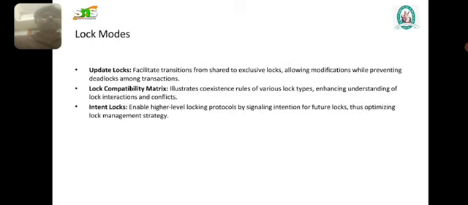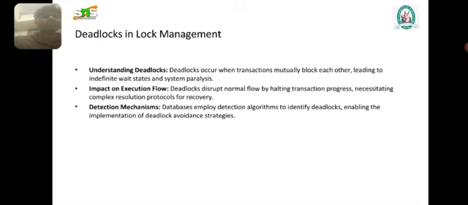And lock modes. There are three types: update locks, lock compatibility matrix, and intent locks. Update locks share and exclusive locks, allowing modification and preventing deadlock among transactions. The lock compatibility matrix shows the various lock types, enhancing understanding of lock interaction and conflicts. Intent locks are higher-level locking protocols, signaling the intention of future locks and optimizing lock management strategy.